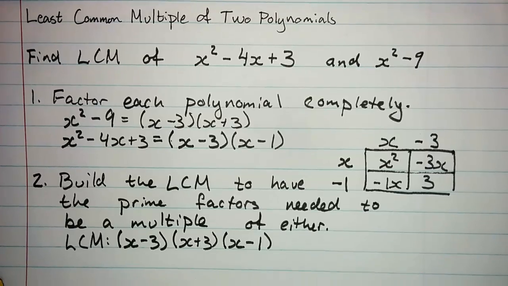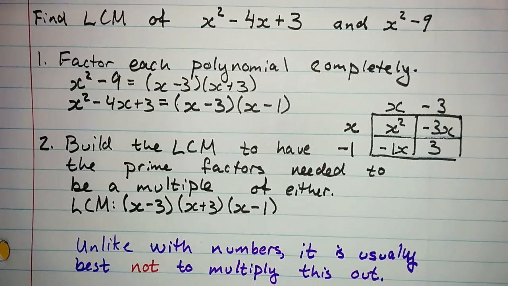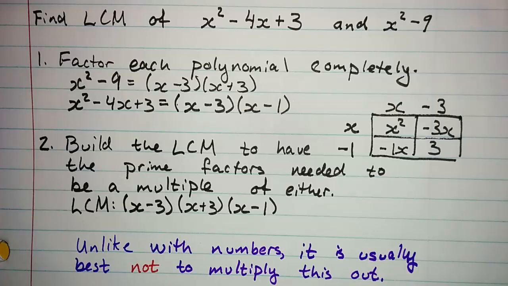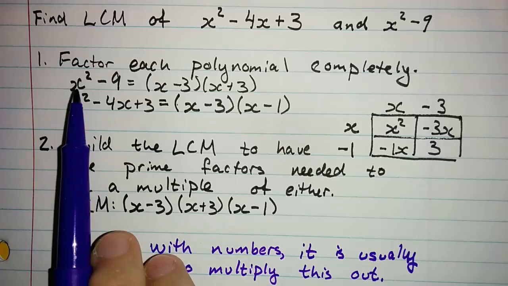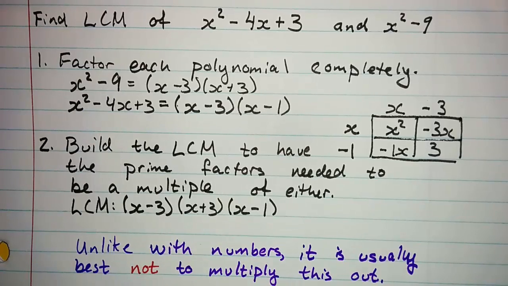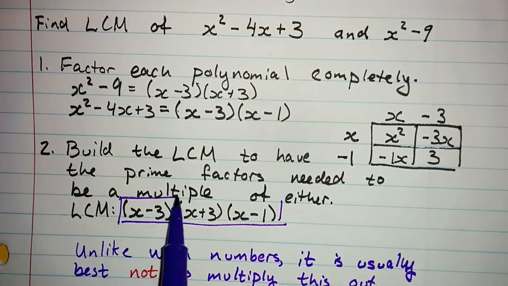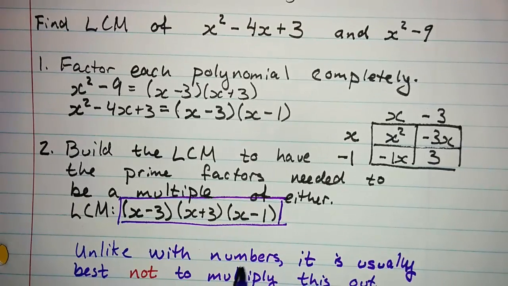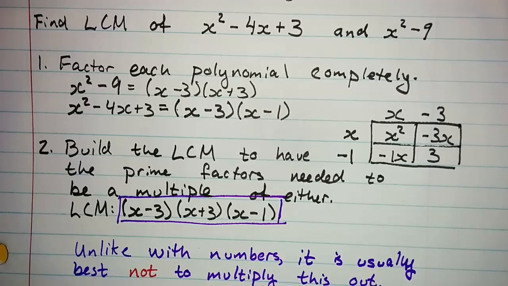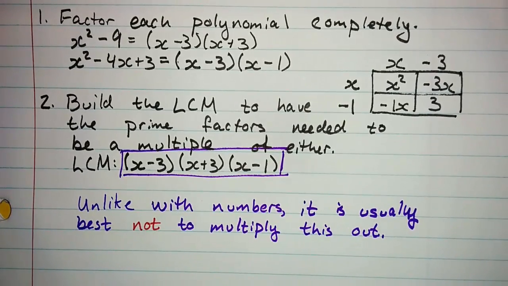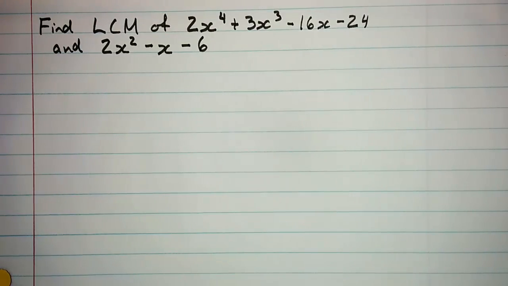There's good news. Unlike the case with numbers, it's usually best to leave your least common multiple in factored form. So if I asked you for the least common multiple of these two things, I would expect you to give me just this as the answer. I'm going to give you one of these to try. Find the least common multiple of these two polynomials. Pause the video and try this now. You can leave your answer in factored form.